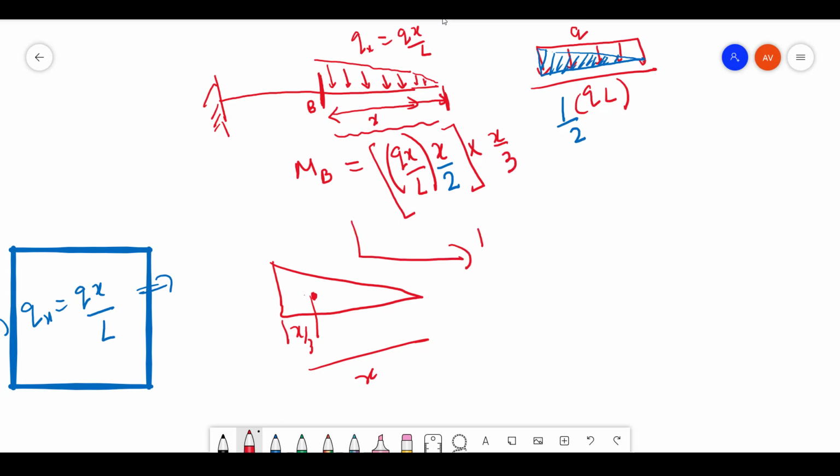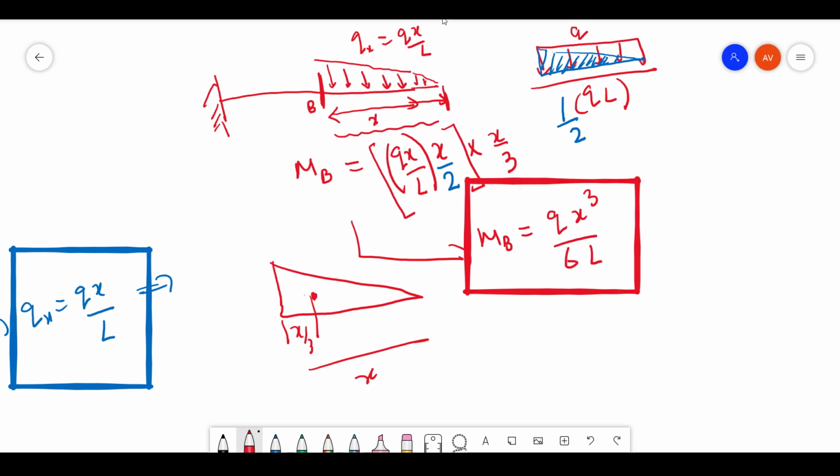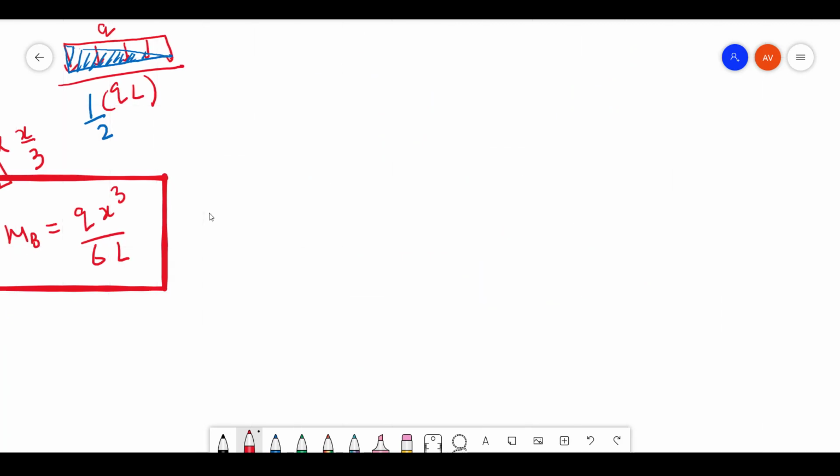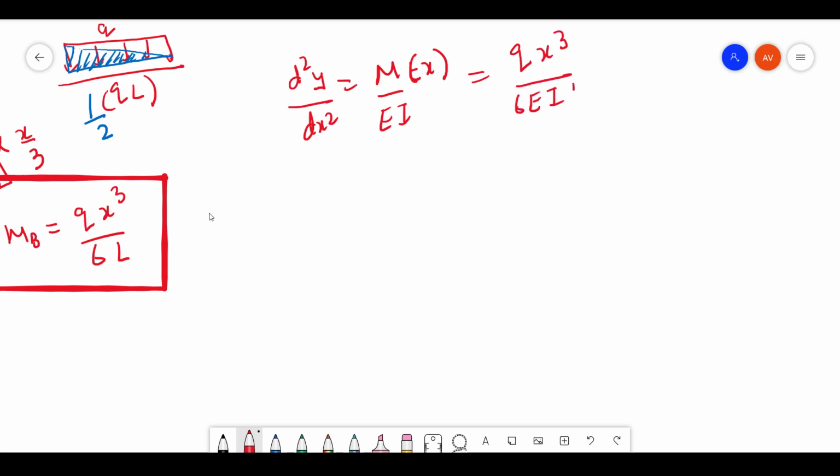Therefore your moment you can write finally as qx cube by 6L. So this is the function of your moment. Now how to use this function? In this problem we are going to use the double integration method. So we can write the curvature formula as M by EI. Here M is a function of x, so you can write this as qx cube by 6EIL.